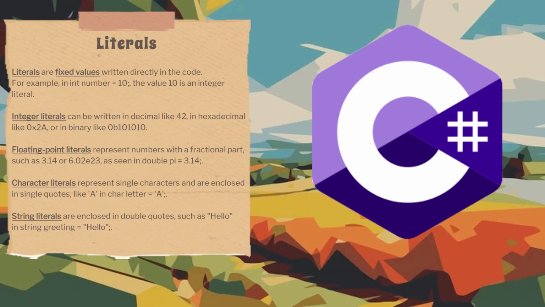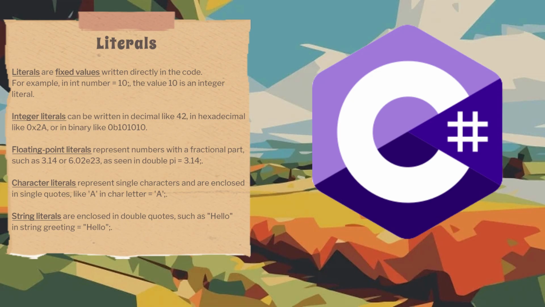Literals are fixed values written directly in the code. For example, in int number = 10, the value 10 is an integer literal. Integer literals can be written in decimal like 42, in hexadecimal like 0x2a, or in binary like 0b101010.